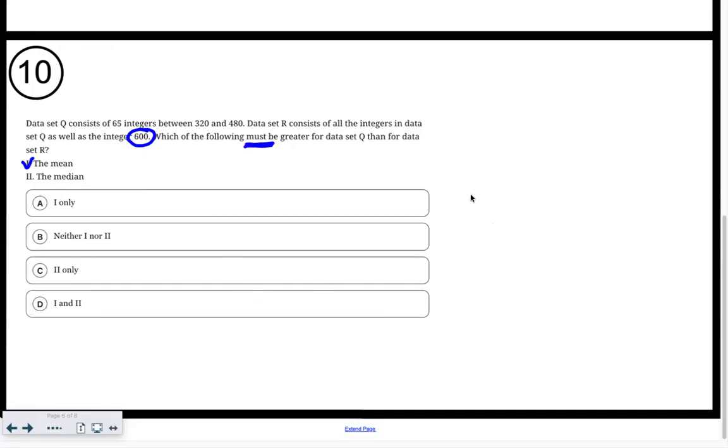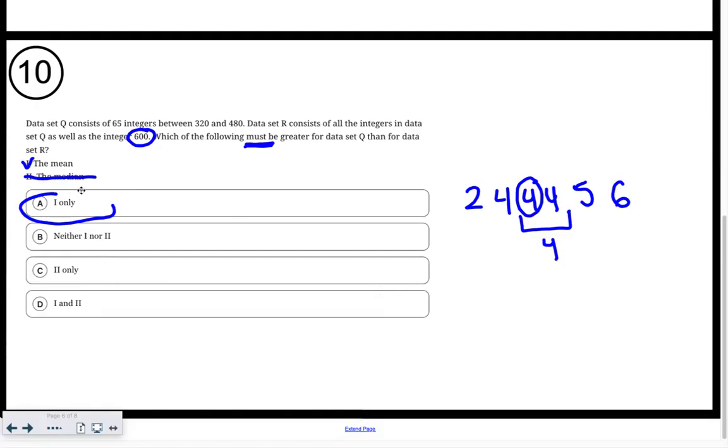So if you think of a smaller example, like imagine we had 2, 4, 4, 4, 5. The median is 4. Now let's say I add a new thing to the data set, 6. Well, now the median is between 4 and 4, which is still 4. So it is possible that the median doesn't change. It's also possible that it does, but it doesn't have to. So what must be greater for R? Well, the mean has to be greater, but the median does not have to be. So the answer is I only.